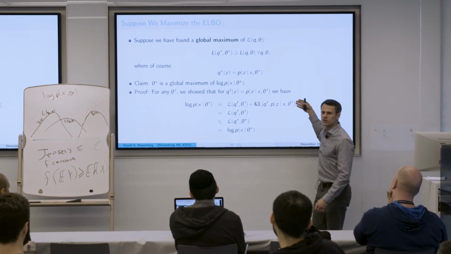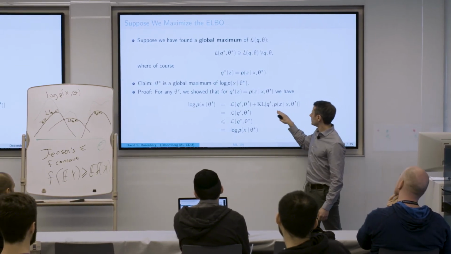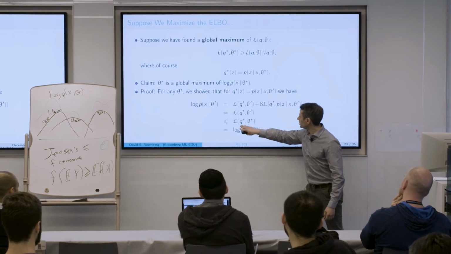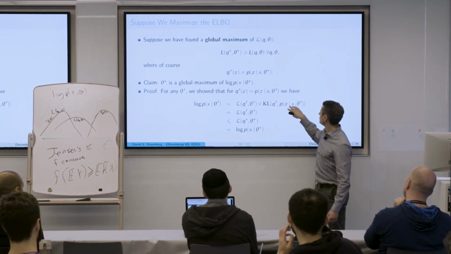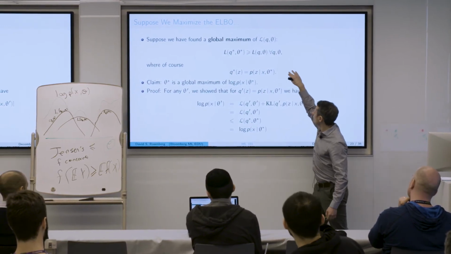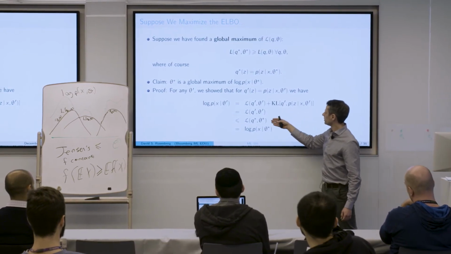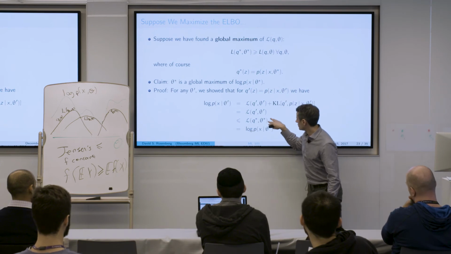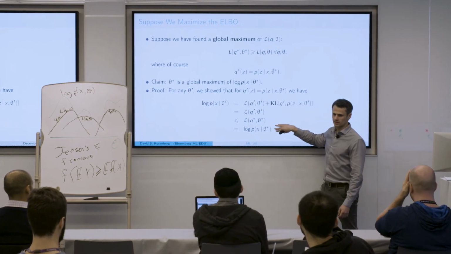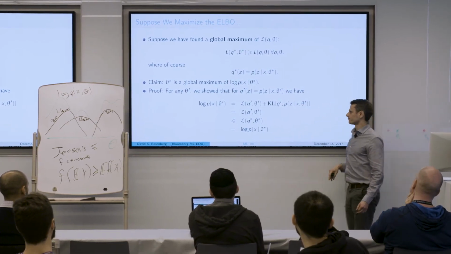we're back to this equation of this form, because we know that Q star is of this form, and so the KL divergence piece is 0, and so this is just equal to the marginal log likelihood. All right.